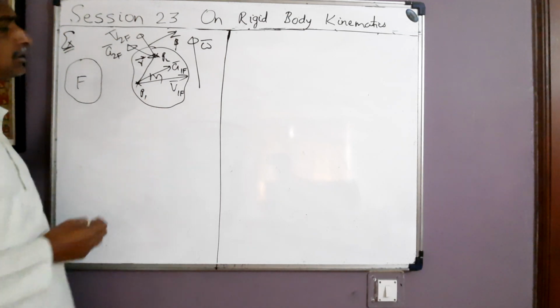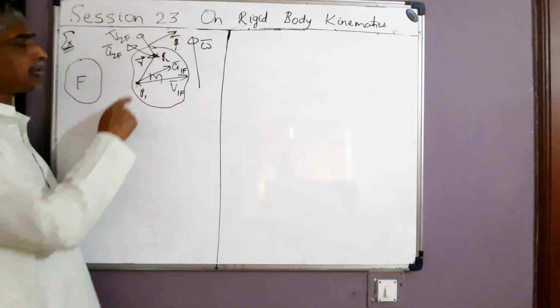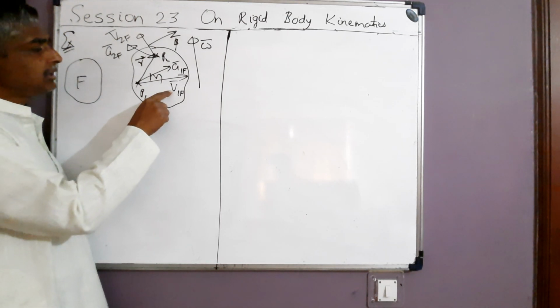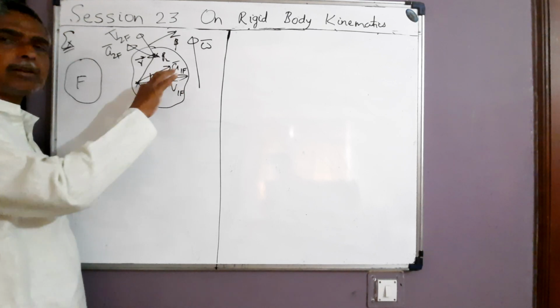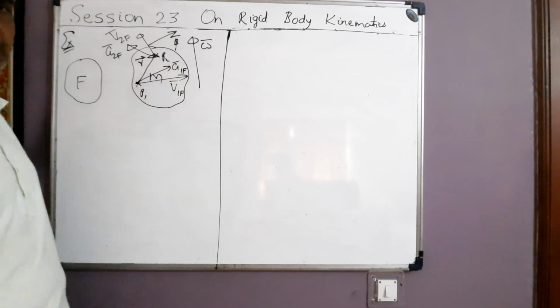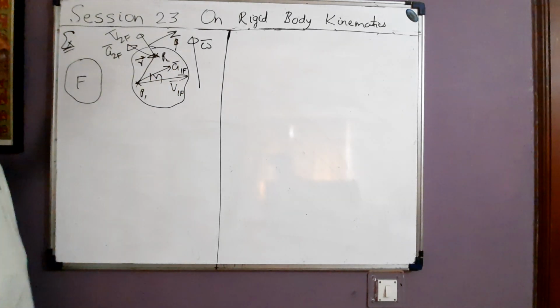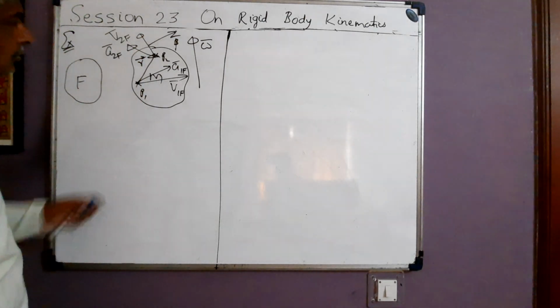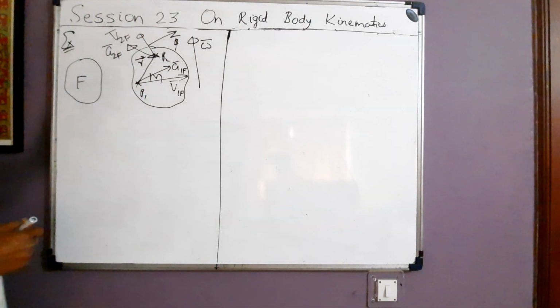One more thing should be noted: we know that in general, if a point moves, then at a given instant, its velocity and acceleration do not in general have the same direction. So they have been shown in different directions. R is a relative vector. So all these quantities are given.